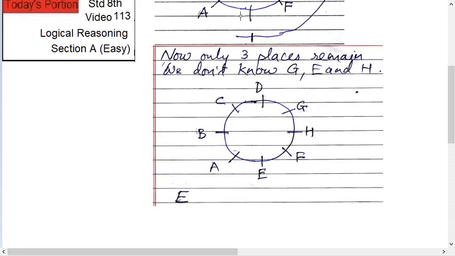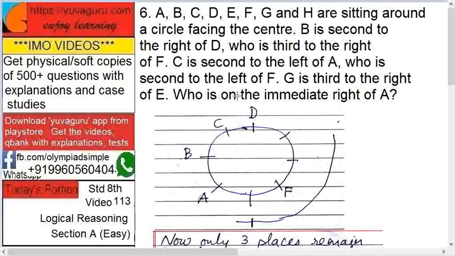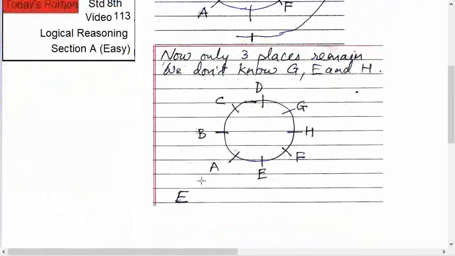So you have got the positions. Now the question is, who is immediately on the right of A? This is A and his right is E, right? This is his left, this is his right. So E is to the right of A.